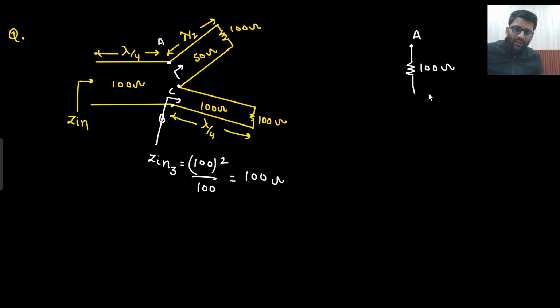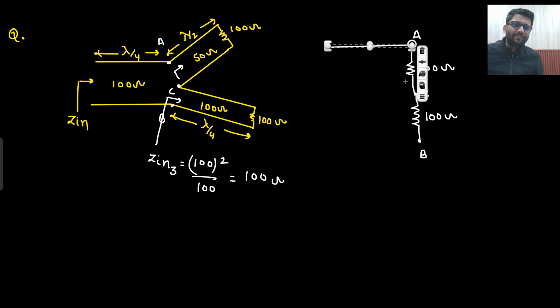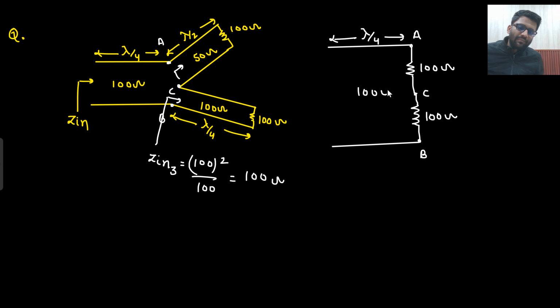And this is C. Between C and B, there is another 100 ohm. So this time they are not coming in parallel, they are coming in series. C and B, and then there is the transmission line. This is your lambda by 4 length, 100 ohm, and you need to write down Zin. So what will be the total impedance? That would be 200 ohm, right?